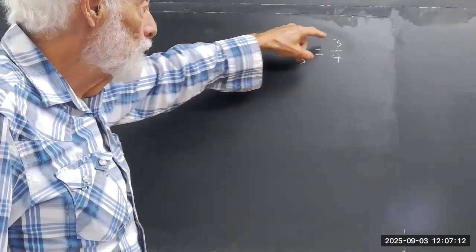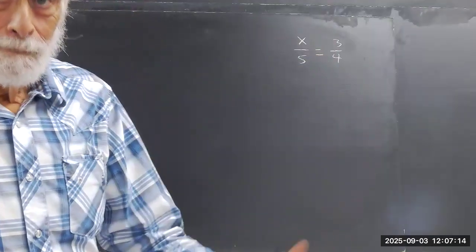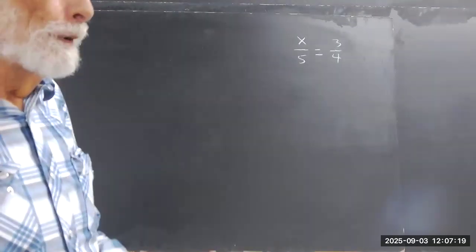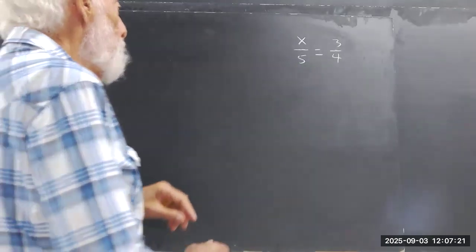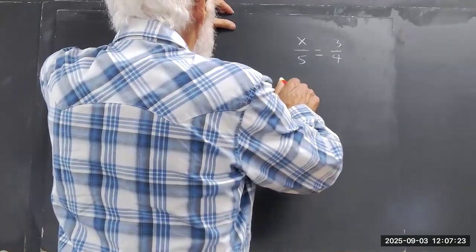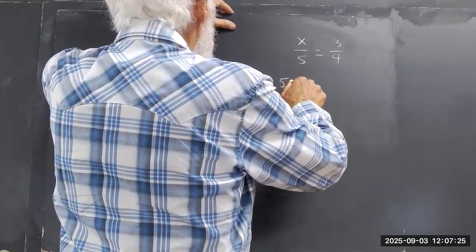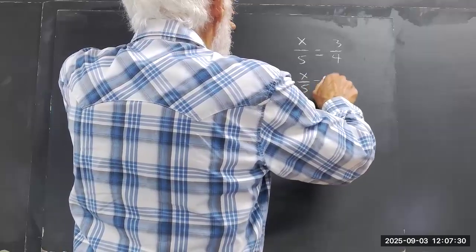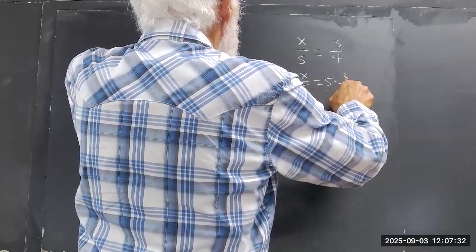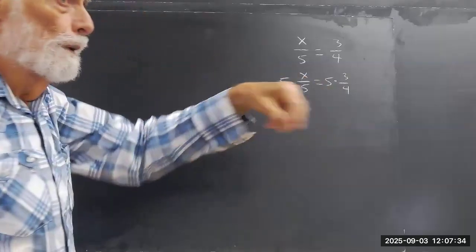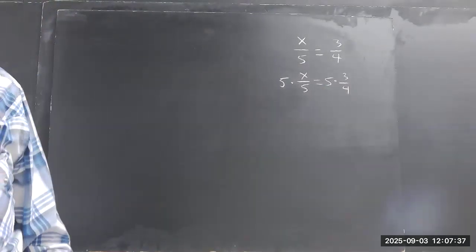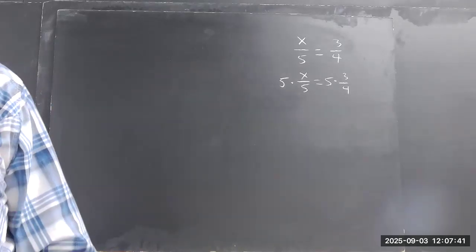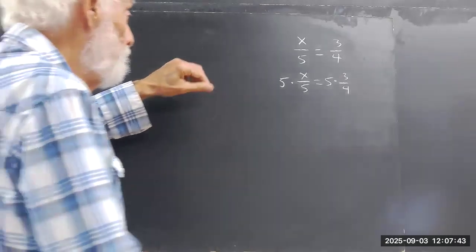Okay, x over 5 equals 3 over 4. There's your equation. What do you do to both sides? There are a number of possible steps, but I'd multiply both sides by 5 because I know if I multiply x over 5 by 5, I'm going to get x. Now, how am I sure of that?